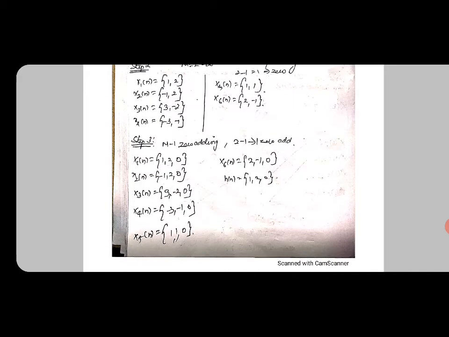Step 3 will be zero padding. We need to add a 0 to each of the given x of n blocks: x1 of n is 1, 2, 0; x2 of n is minus 1, 2, 0; x3 of n is 3, minus 2, 0; x4 of n is minus 3, minus 1, 0; x5 of n is 1, 1, 0; x6 of n is 2, minus 1, 0; and h of n is 1, 2, 0.